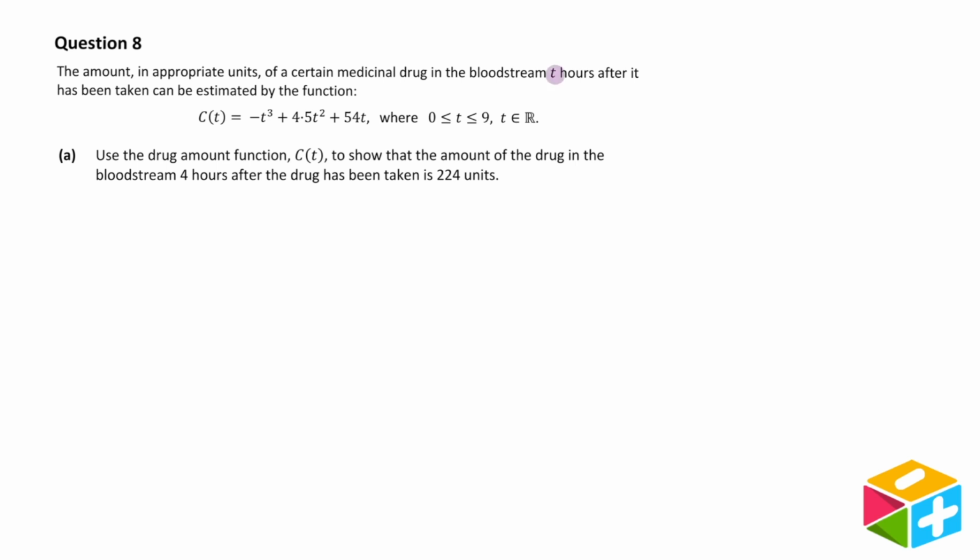Given any time t in hours, our function c of t tells us how much drug is left in the bloodstream. If we want to know the amount of the drug in the bloodstream after 4 hours, all we have to do is sub in t equal to 4 into our function. In other words, we replace each of the t's with a 4.